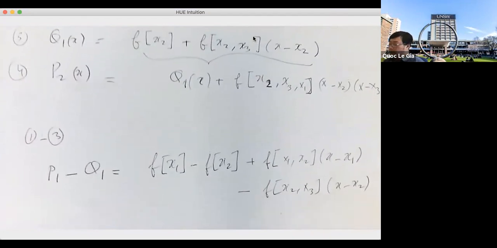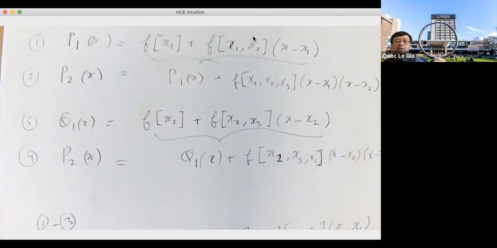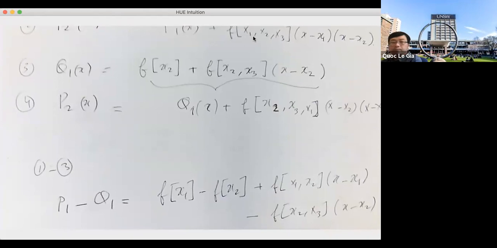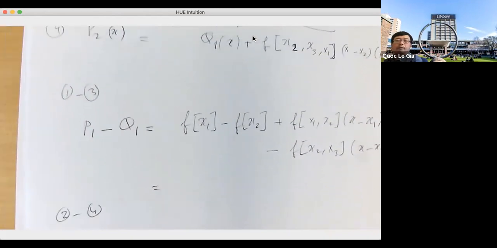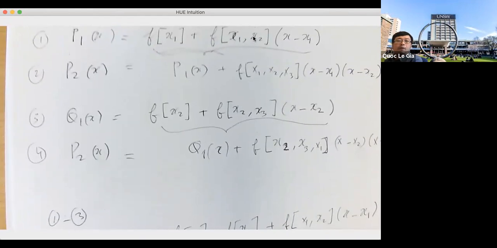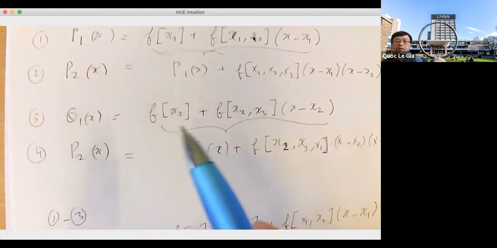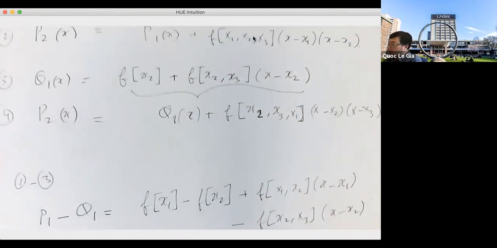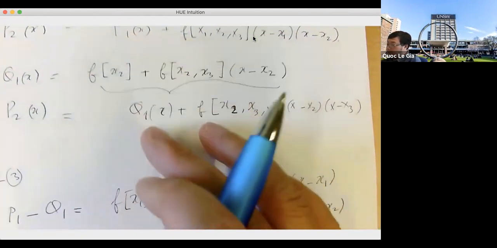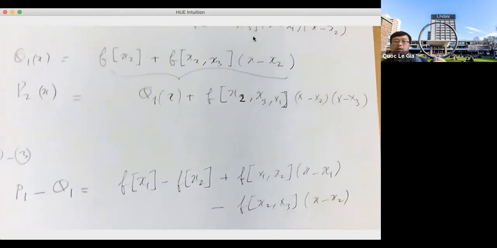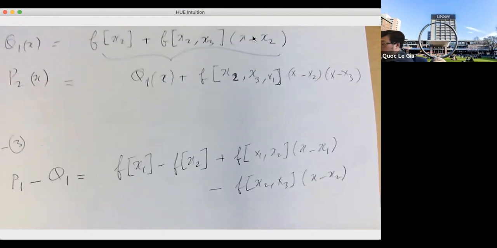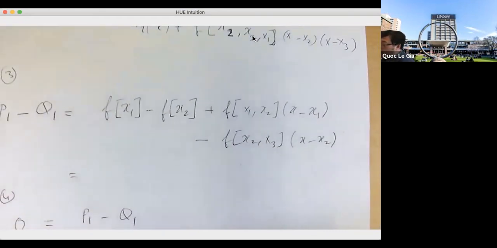And now if I go back to 2 and 4, I take 2 minus 4. Then P2 got cancelled, so I just got 0 on the left, yeah. And then here I got P1 minus Q1. So 2 minus 4 is P1 minus Q1.